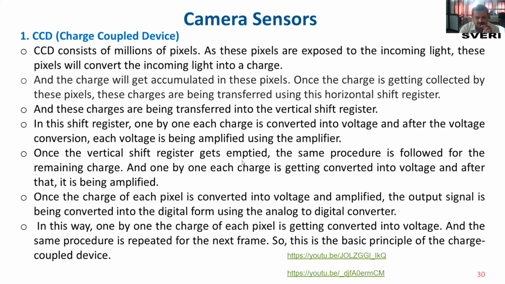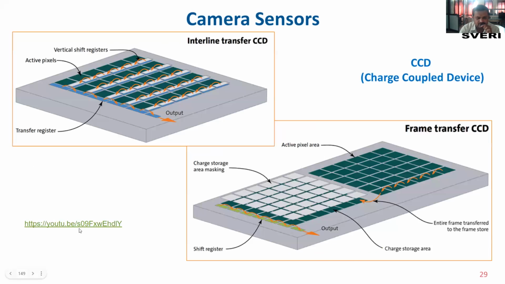Once the vertical shift register gets emptied, the same procedure is followed for the remaining charge, and one by one, each charge is converted into voltage and then amplified. Once the charge of each pixel is converted into voltage and amplified, the output signal is converted into digital form using the analog to digital converter. In this way, one by one, the charge of each pixel is converted into voltage, and the same procedure is repeated for the next frame. So this is the basic principle of the charge coupled device. Now we'll see this video, then you will understand.